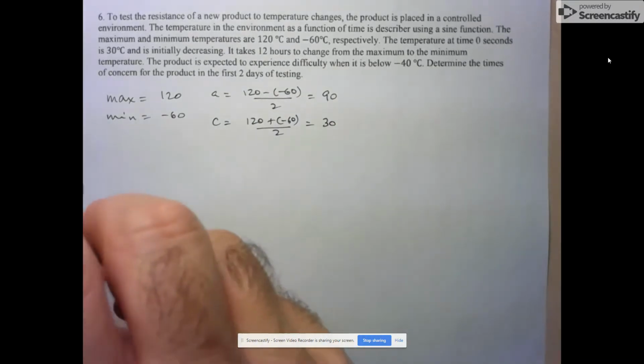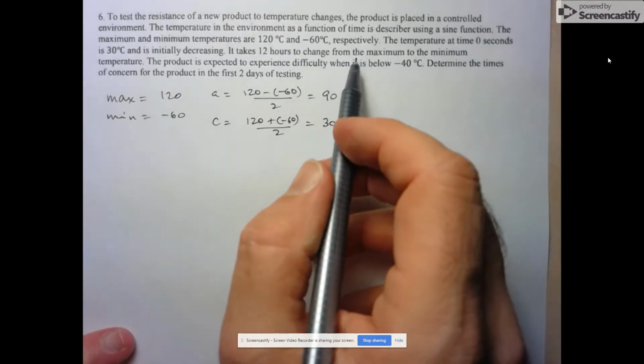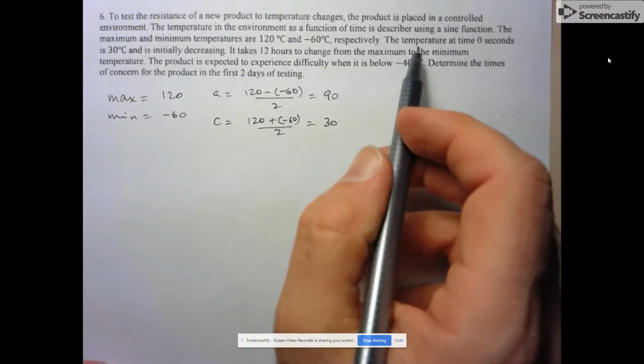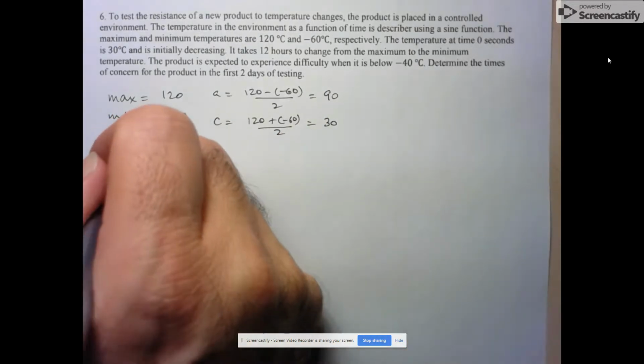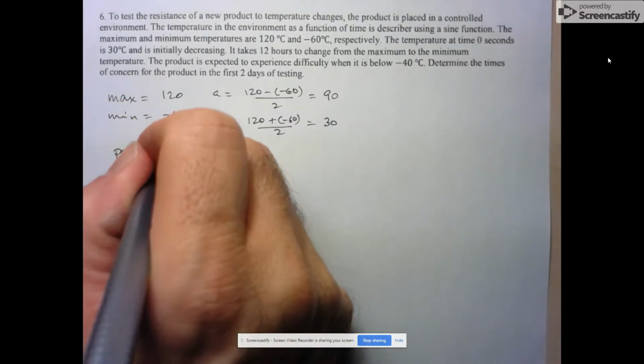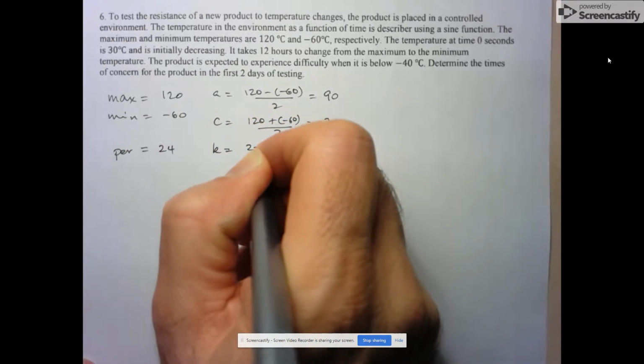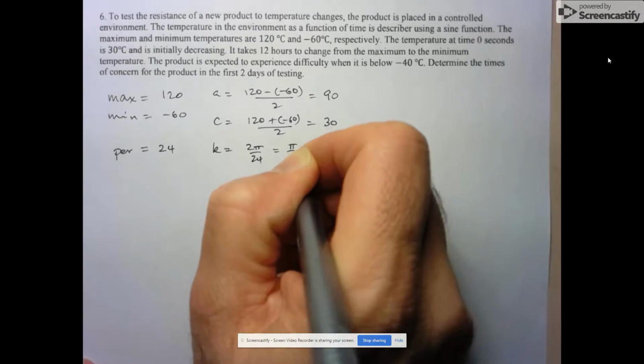Okay, now it tells us that it takes 12 hours to change from the maximum to the minimum. Okay, so that does not represent a full period, but represents half the period. So our period is actually going to be 24 hours. So that means that our K value is going to be 2 pi over 24 or pi over 12.